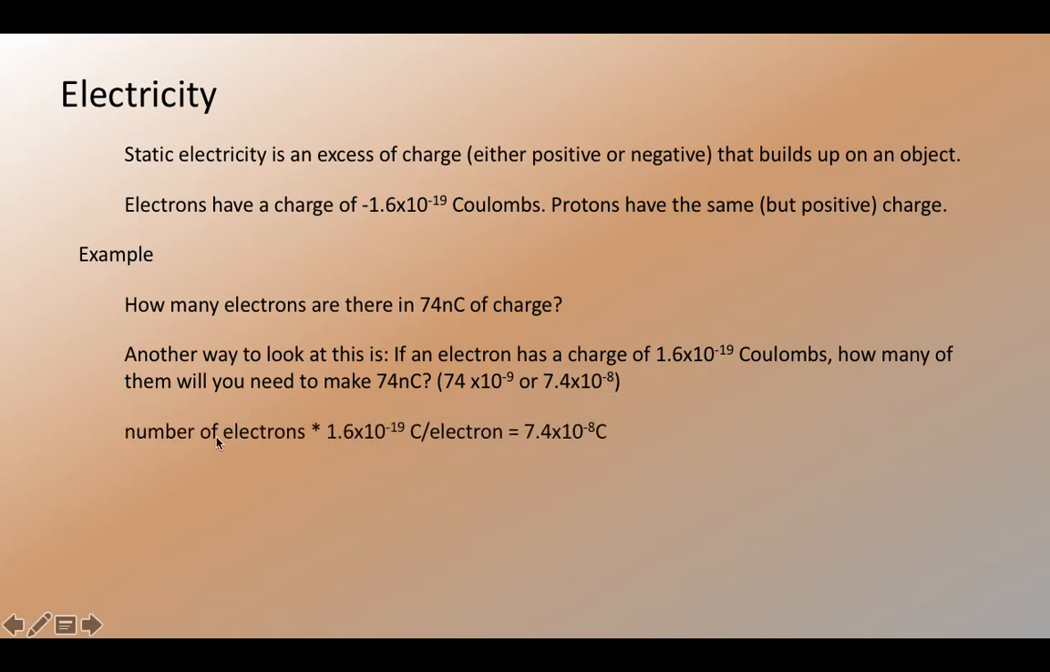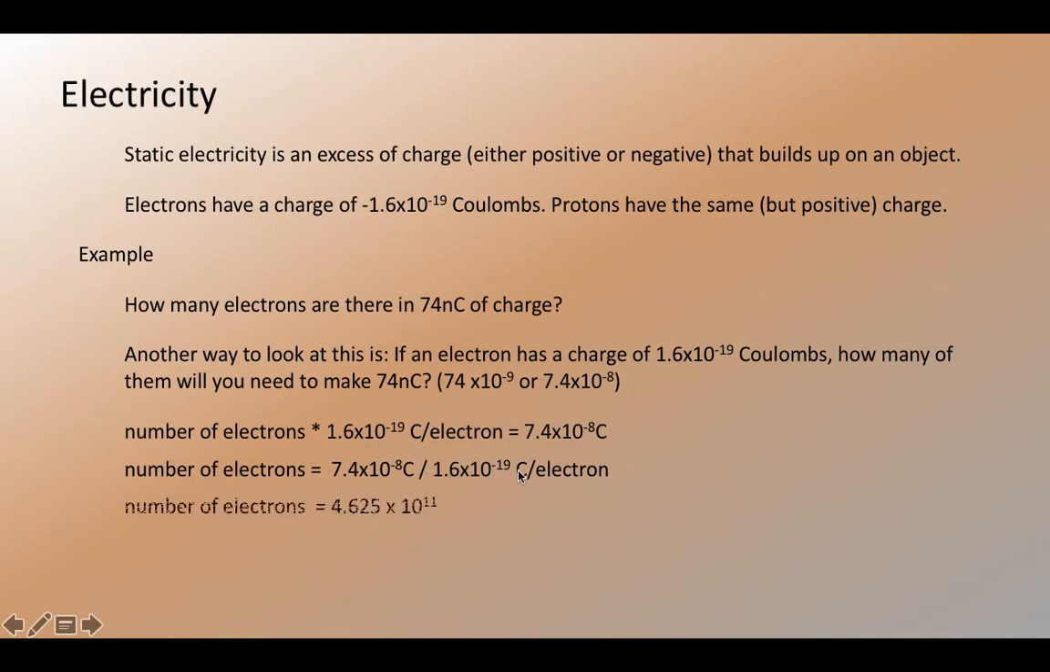So we take the number of coulombs, multiply it by the charge per electron, and then here's what we're searching for. If we rearrange our formula, we now have the number of electrons equal to this value divided by this value, as we see here, and we get the number of electrons to be 4.625 times 10 to the 11th. Let's take a look at another example.